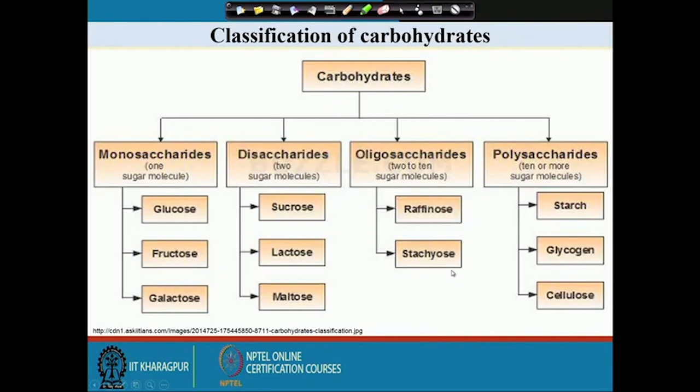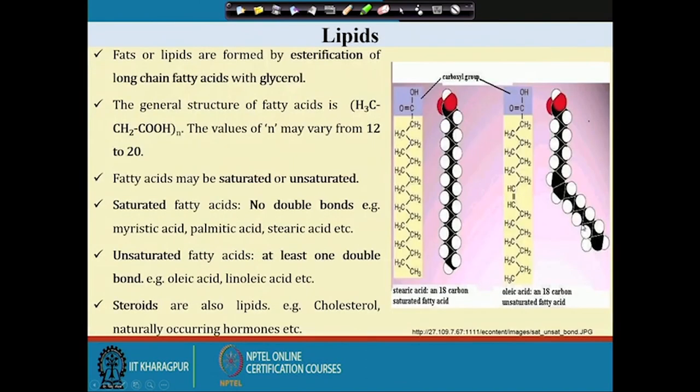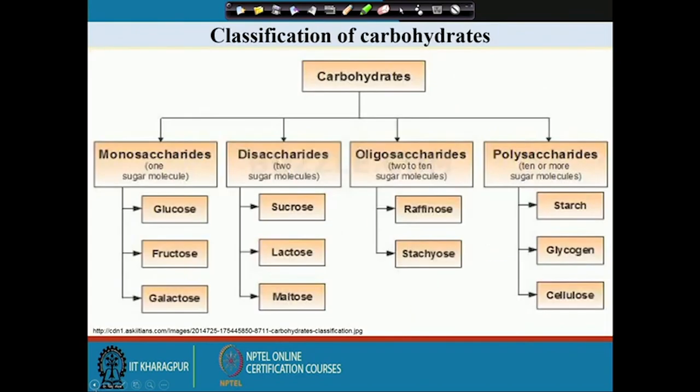Now, if you consider dimers, we have sucrose, lactose and maltose. Sucrose is a dimer of glucose and fructose, lactose is glucose and galactose, and maltose is glucose and glucose. They form an alpha 1,4 linkage to form the maltose molecule. Now, oligosaccharides are basically polymers of 2 to 10 sugars. One is raffinose, another is stachyose. Then there are polysaccharides, which have 10 or more sugar molecules. Those are starch, glycogen and cellulose.